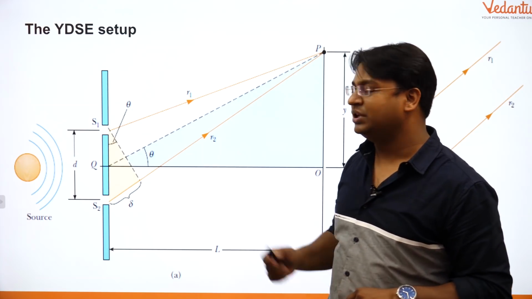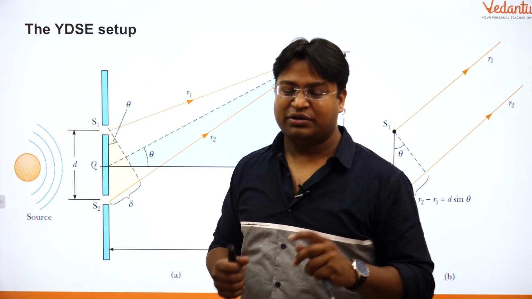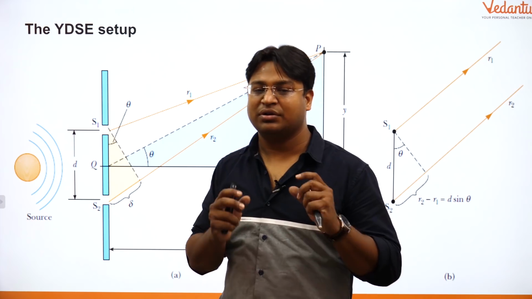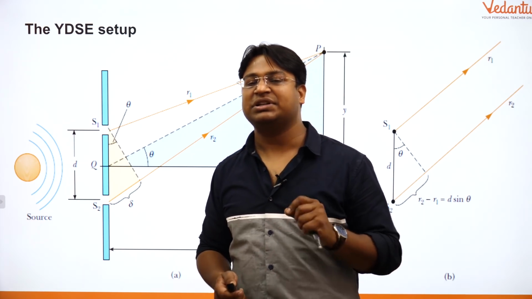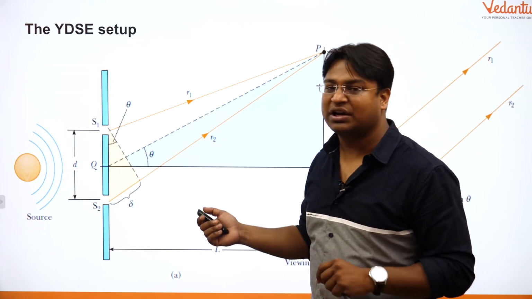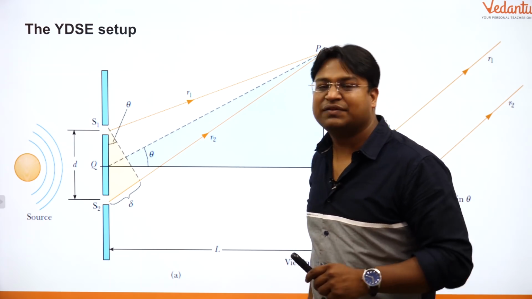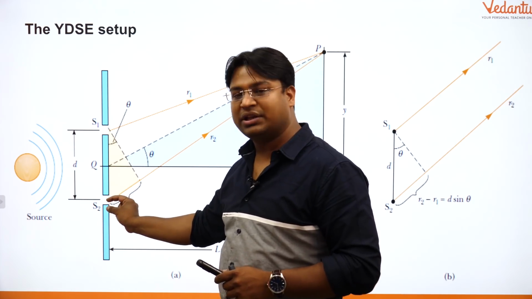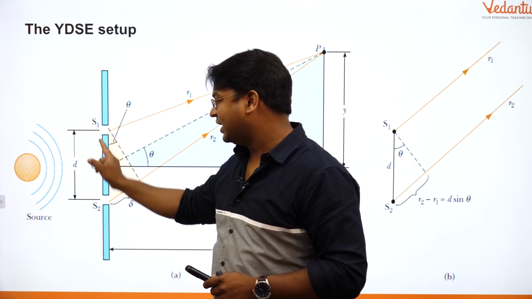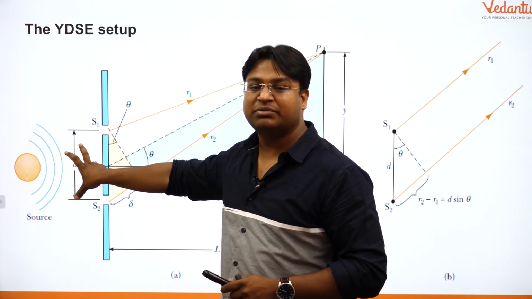Now let's come to the YDSE setup. In 12th, the most important experiment as far as the wave optics chapter is concerned is Young's double slit experiment. So let's just have a look at the setup. I'm sure you're quite familiar with it, but just for the sake of completion, let's go through it. We have a sheet with two slits in it. The slits are named S1 and S2. d is the separation between them.